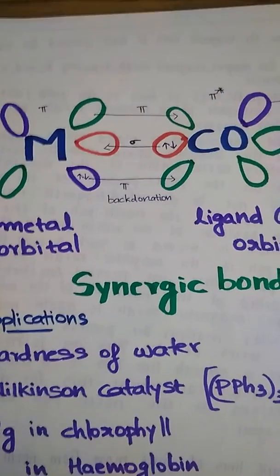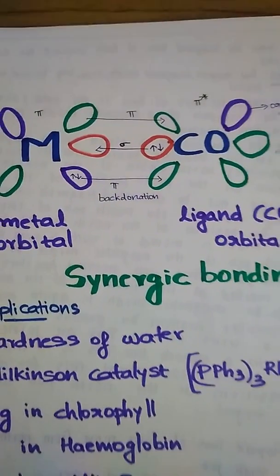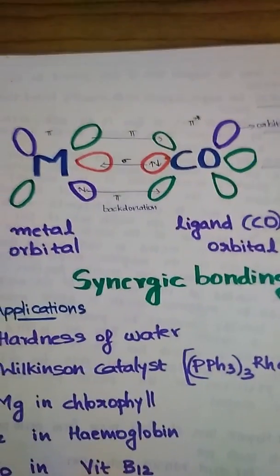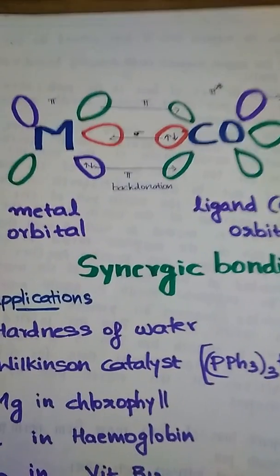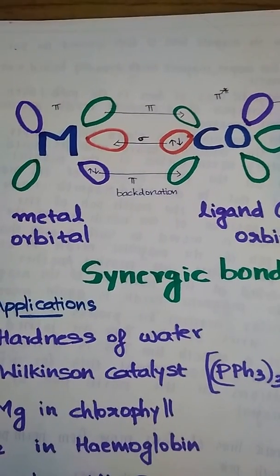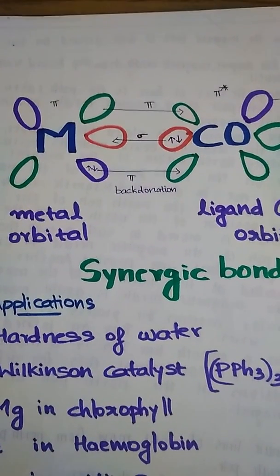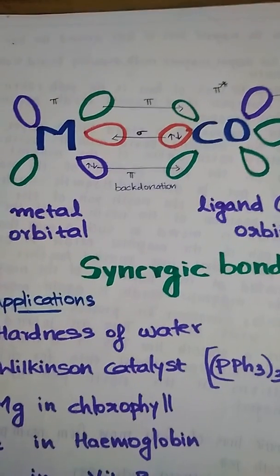Thus, this type of bonding is known as synergic bonding, in which the metal gets electrons by sigma donation and the ligand gets electrons by the pi back donation process.